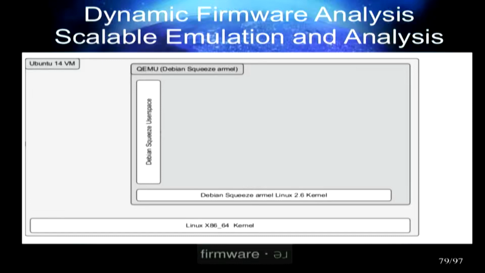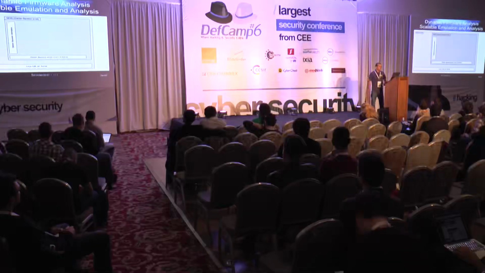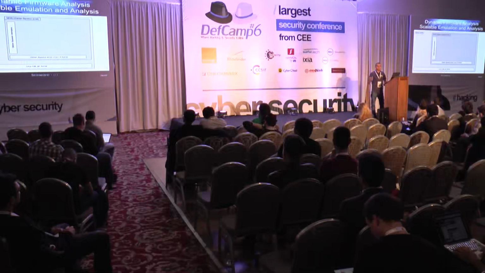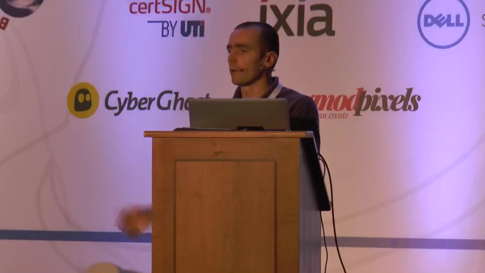Then we use some Debian precompiled distributions, which are available online, and there's a kernel and a user space, so you get all the utilities like wget, curl, and all the utilities you need to do some scripting. Then what we do is just throw the firmware inside this QEMU, and then we do chroot.